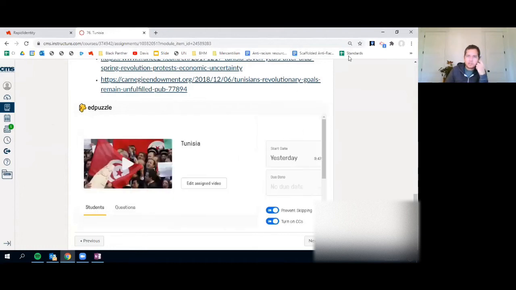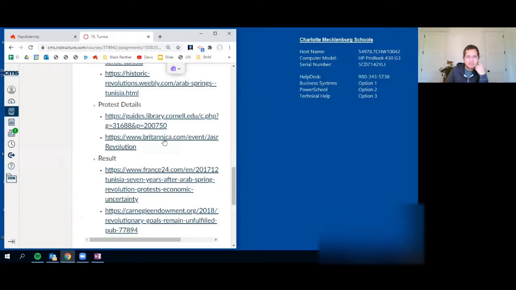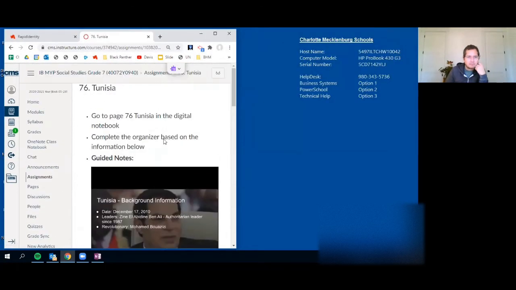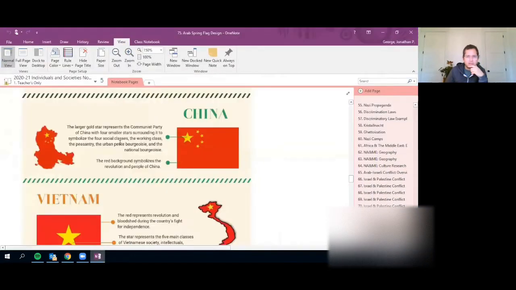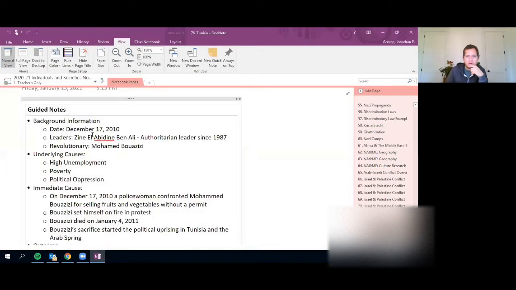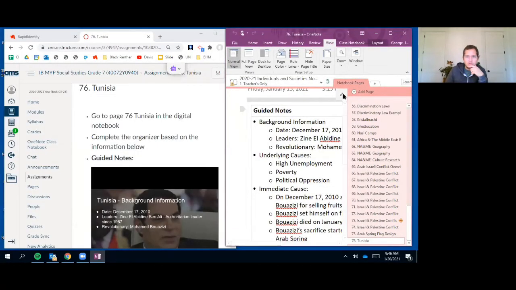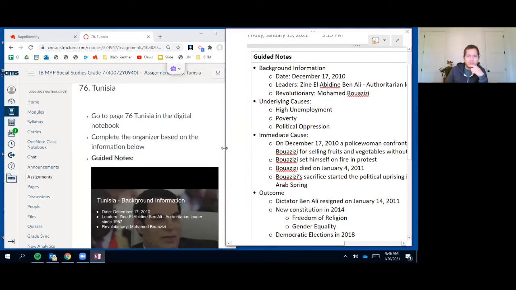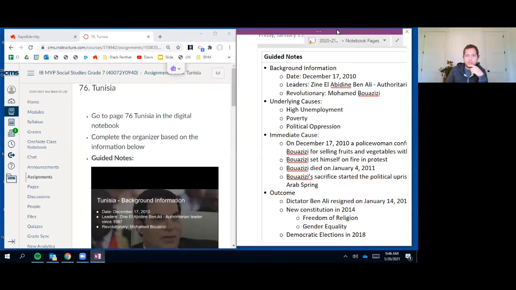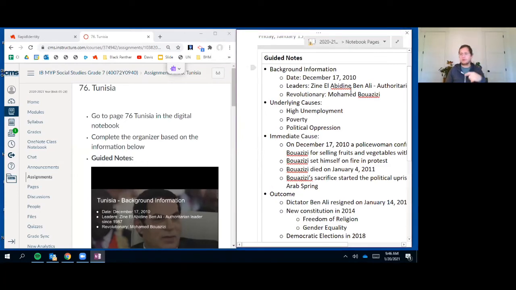Now, here's what I did. Maybe I'm going to make this half the screen. Make the digital notebook half the screen as well. All right, so the first thing I did, okay, as we talk about the Arab Spring, and you're not going to create any flags yet. You gotta get this information first, and then use that information to help you with the creation of a flag. And I'll get as far as I can today.